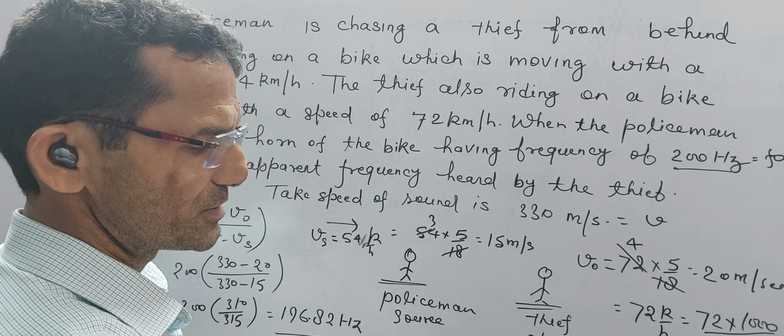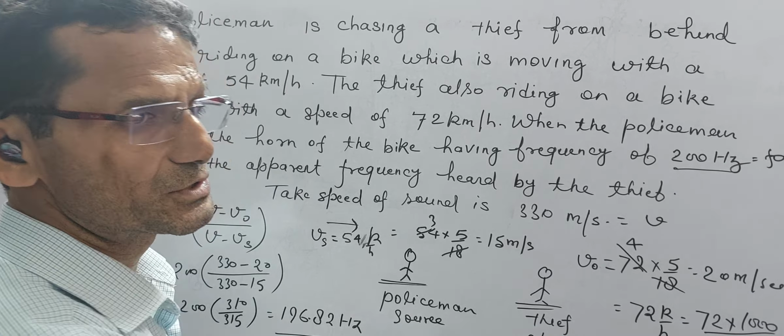The policeman is going toward the observer, but the velocity of the policeman, the velocity of the source, is less than the velocity of the observer moving away. That's why the net effect will be that of the velocity of the observer, which has the tendency to move away, so the net frequency will decrease.